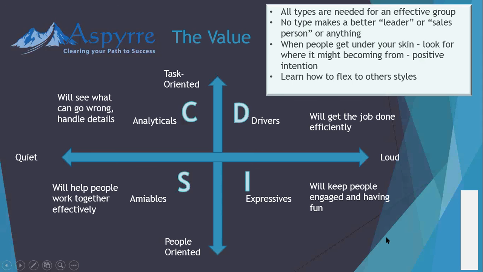Remember, this says nothing about who you are as a person or who you are underneath. Two people could be feeling the same thing and score completely different quadrants. This is just how you prefer to work and interact with others. Learn how to flex to other people's styles. That's going to help you work more effectively on your team.